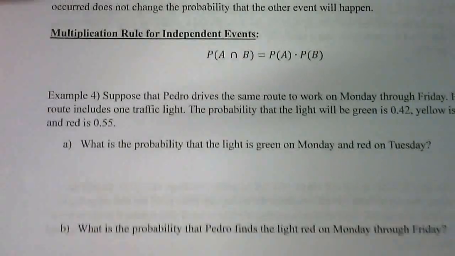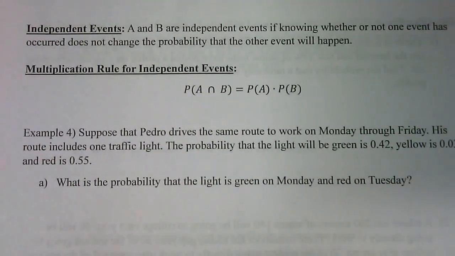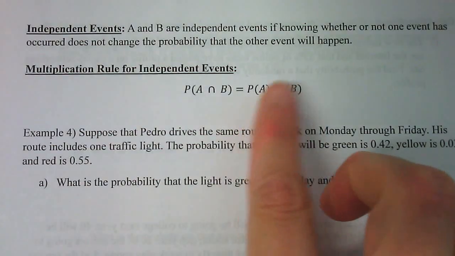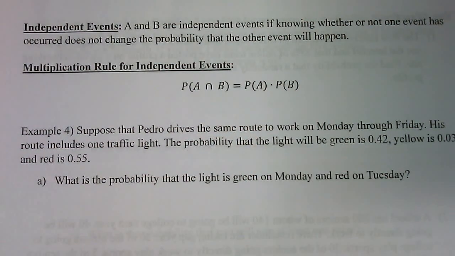Right, our next section is for independent events. Independent events are when they don't impact each other. So when they're just independent, you just multiply the two probabilities together. So an example of that is number 4.